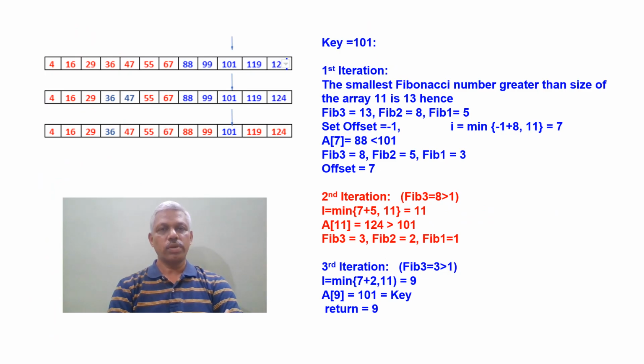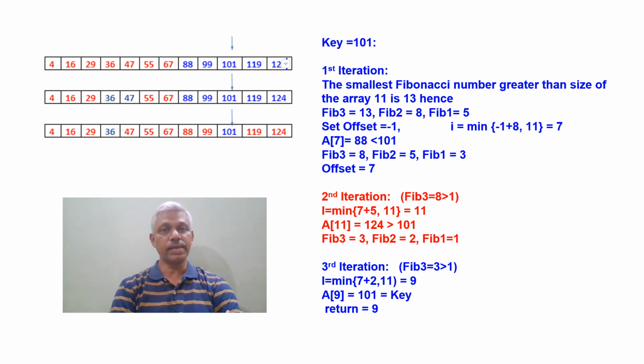Now we observe one more example here. The key value is 101 in this case. The same array is taken here. In the first iteration, the smallest Fibonacci number is 13, Fib3 is 13, Fib2 is 8, and Fib1 is 5, and offset is -1. Now we compute I as the minimum of offset -1 plus 8, and 11, so that becomes 7. The new split point is 7.